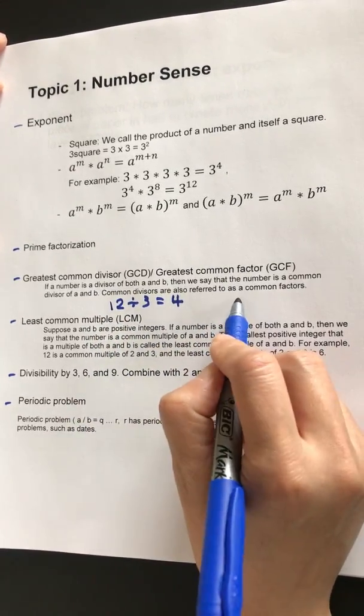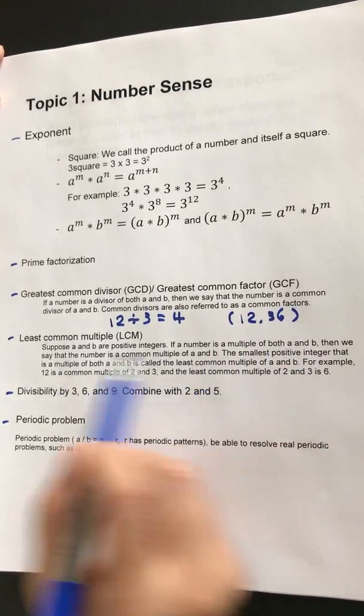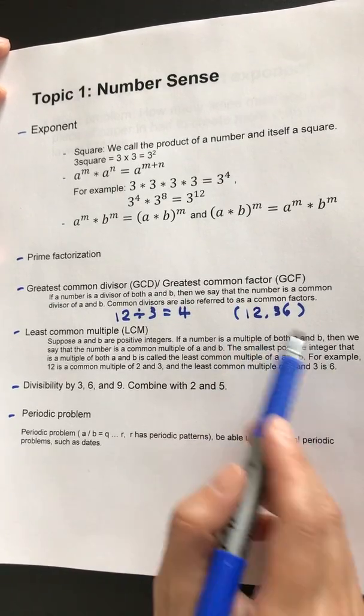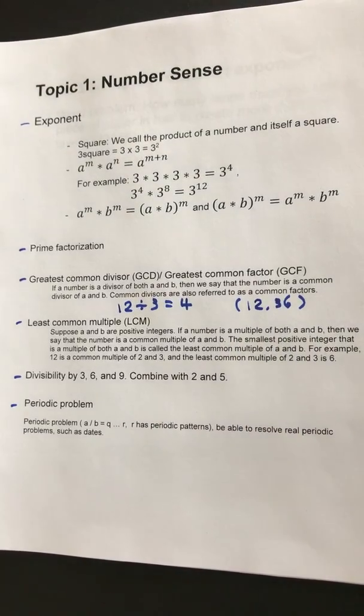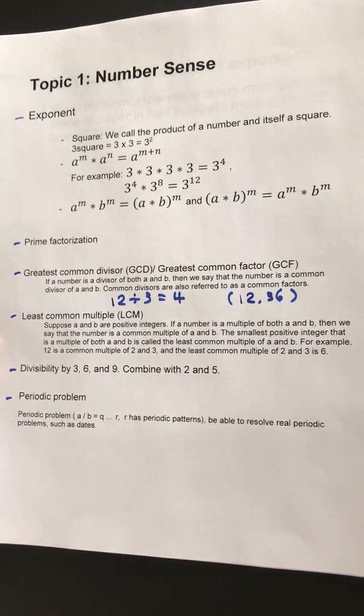Now say you have two numbers, 12 and 36, for example. You want to find out what is the greatest common divisor of these two numbers, or the common factor of these two numbers. We'll talk about this in later text.